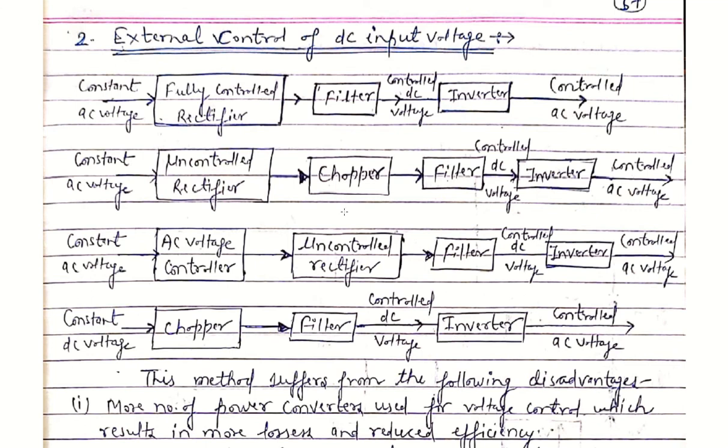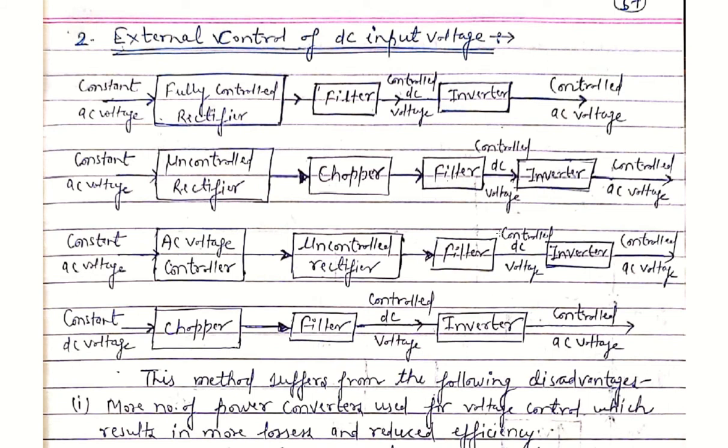This is the second method. And the third one is this: a constant AC input voltage is applied to an AC voltage controller, and the AC output of this controller is applied to an uncontrolled rectifier, which provides a DC output voltage, and it will be smoothened by a filter.